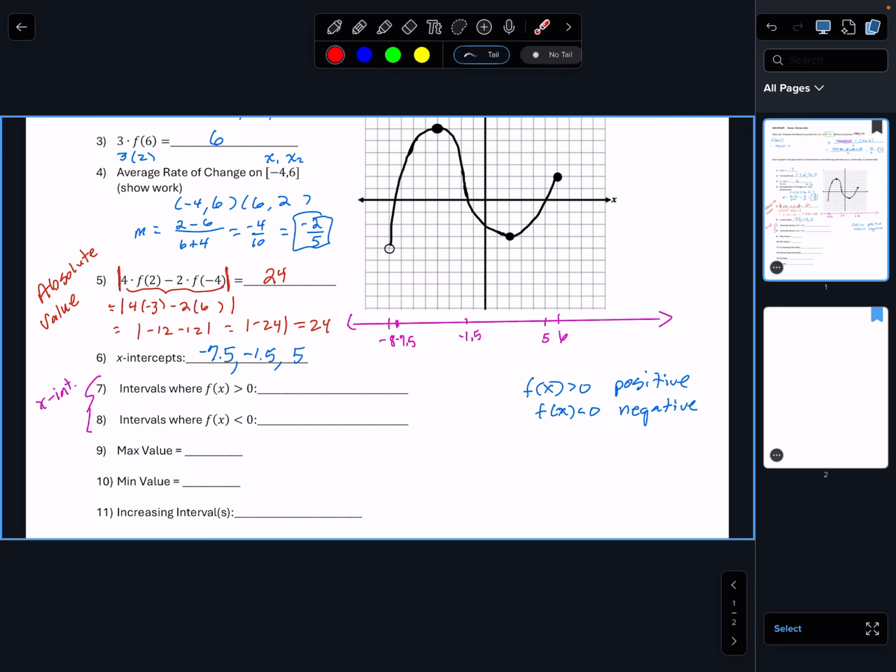In this first short interval, the function is below, and so in that interval, it's negative. I'm just going to put a negative symbol there because that's shorter than writing positive and negative. Then on the next interval from intercept to intercept, the function's above, so the function is positive on that interval. Then it goes below, and then it goes above from when x is 5 to 6.